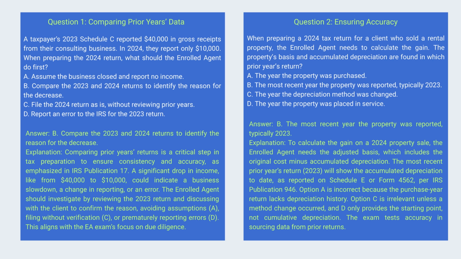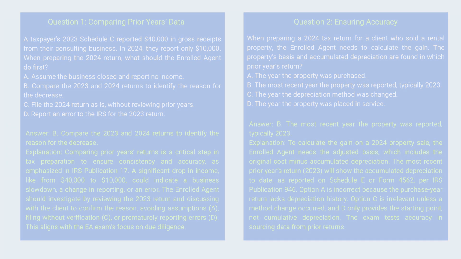To calculate the gain on a 2024 property sale, the enrolled agent needs the adjusted basis, which includes the original cost minus accumulated depreciation. The most recent prior year's return, 2023, will show the accumulated depreciation to date, as reported on Schedule E or Form 4562, per IRS Publication 946. Option A is incorrect because the purchase year return lacks depreciation history. Option C is irrelevant unless a method change occurred, and D only provides the starting point, not cumulative depreciation. The exam tests accuracy in sourcing data from prior returns.